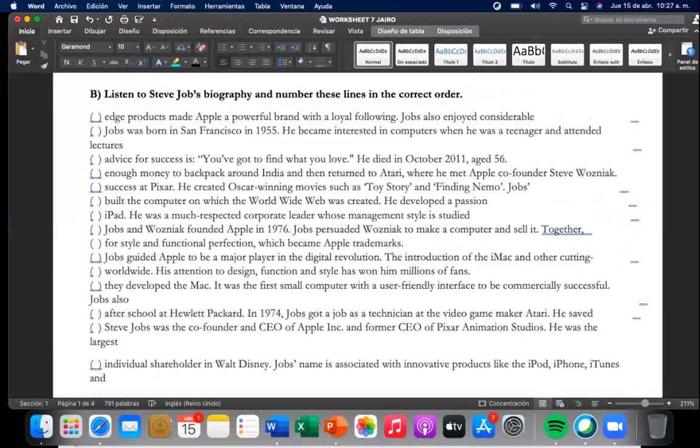Okay. Steve Jobs was the co-founder and CEO of Apple Inc. and former CEO of Pixar Animation Studios. He was the largest individual shareholder in Walt Disney. Okay, Nicolas, individual, we say okay. Largest. Okay, he was the largest. Jobs' name is associated with innovative products like iPad, iPhone, iTunes, and iPad.